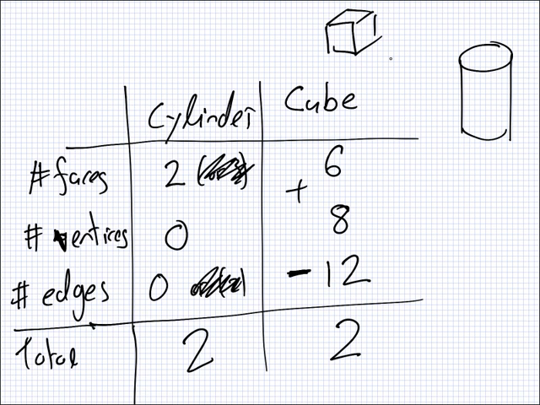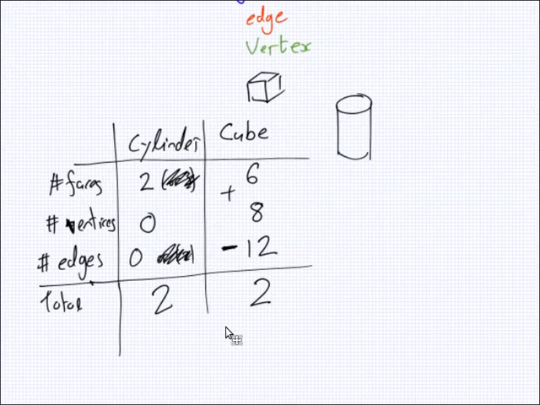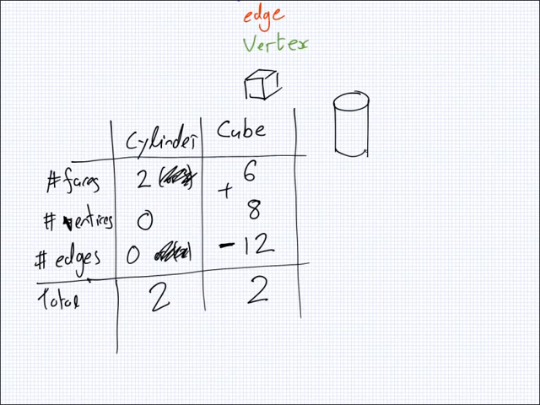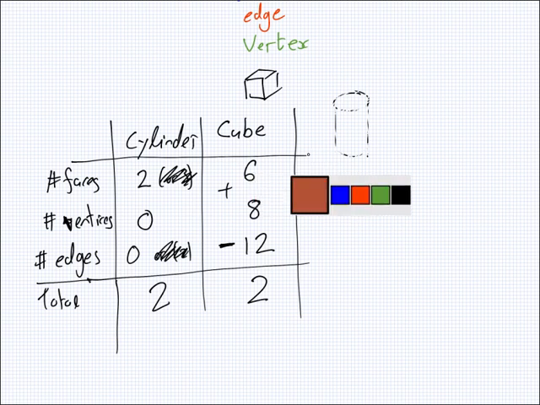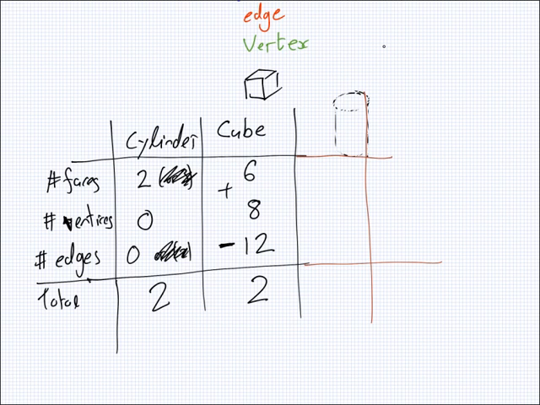Okay. Maybe we'll do this together. What's the next shape? Cuboid, is it? Okay. So let's do this one together. How many faces? 6. Good. How many vertices? 8. Edges? Same as the cube, isn't it? 12. Total 2. Okay, what's the next one?